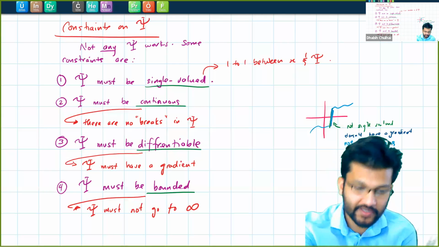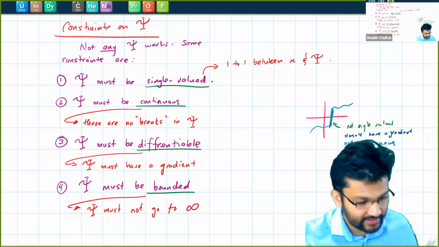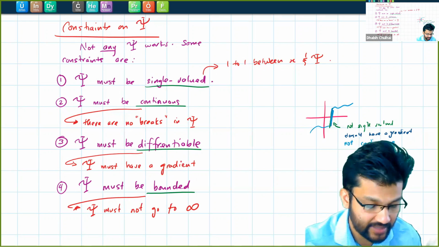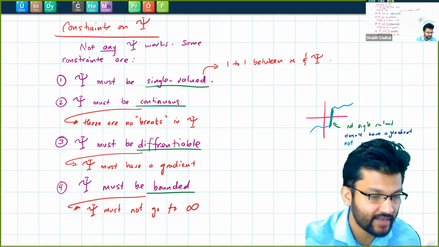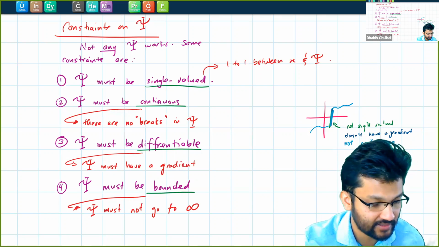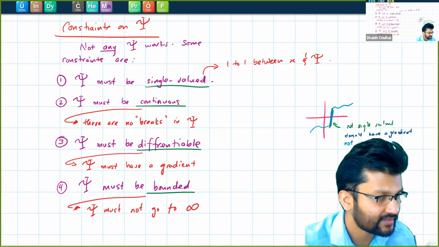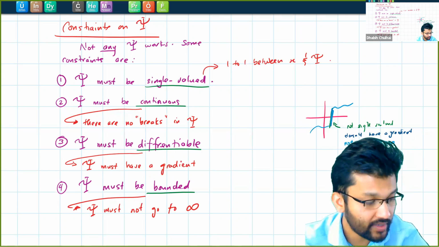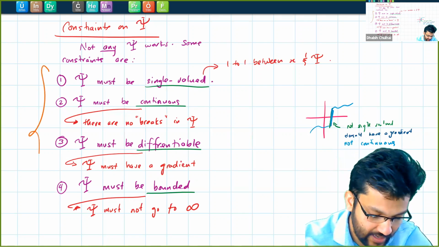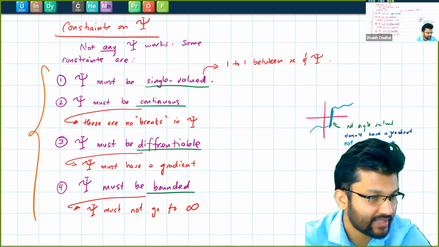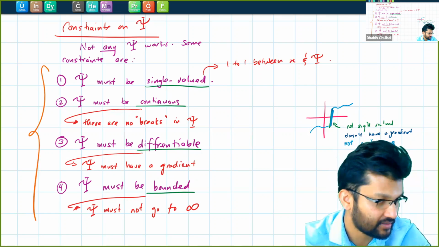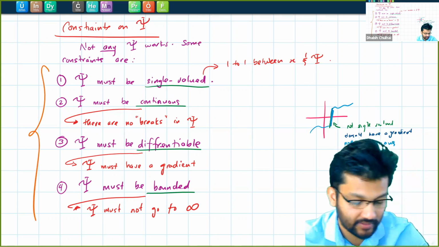All right, so we're setting up some ground rules for this new theory that we're going to develop. We talked about how everything in this new theory is going to depend on this wave function psi, and now we're going to put some constraints on psi, and these are the constraints. Does that make sense? So what I want you to take away from this are these 4 rules, and I want you to be able to identify just by looking at a graph of some function whether that will be a good wave function or not.